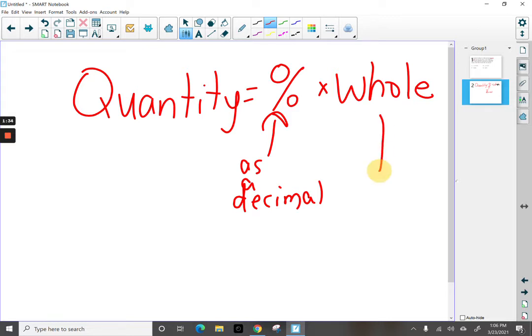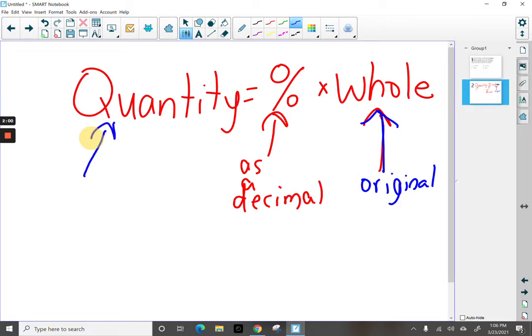Our whole represents our original amount, the amount that we are starting with. Think if you were going to go to a store and get something that was on a discount, the original price before the discount would be representative of the whole. And my quantity is going to be the answer.